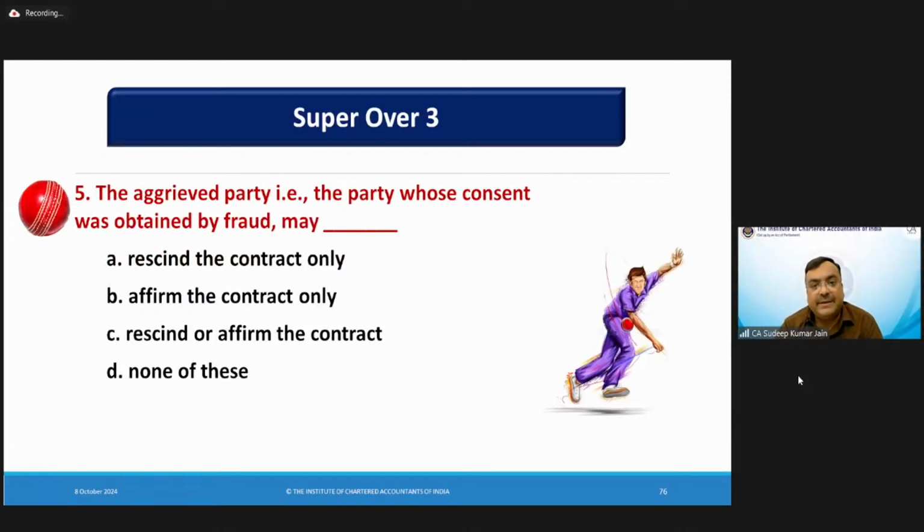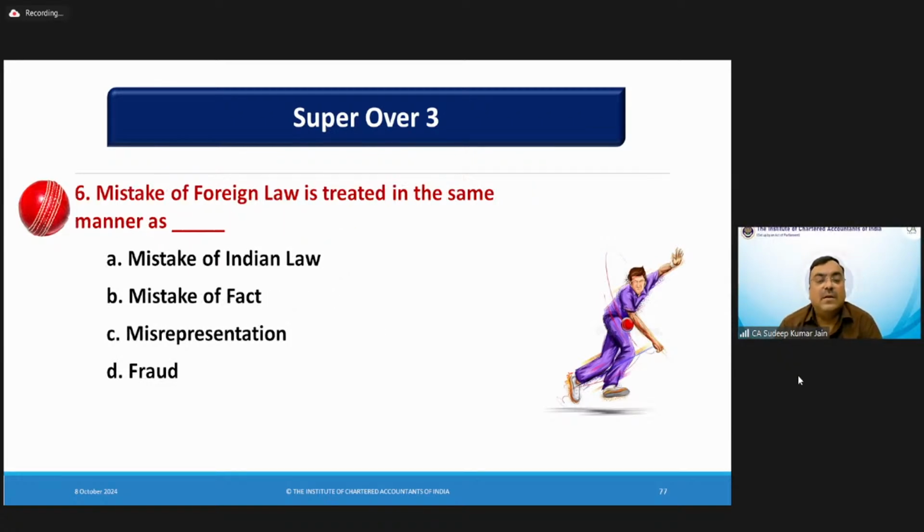The aggrieved party, that is the party whose consent was obtained by fraud, may resign the contract only, may affirm the contract only, or may resign or affirm the contract, none of these. Mistake of foreign law is treated in the same manner as mistake of Indian law, mistake of fact, misrepresentation, fraud.